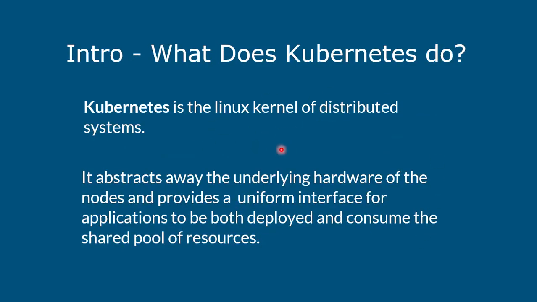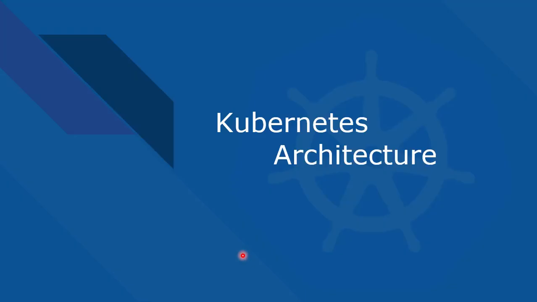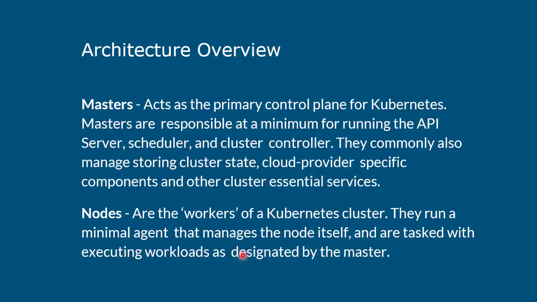What does Kubernetes do? Well, Kubernetes is the Linux kernel of distributed systems that abstracts away the underlying hardware of the node and provides a uniform interface for applications to be both deployed and consumed from a shared pool of resources. So a little bit about the Kubernetes architecture.